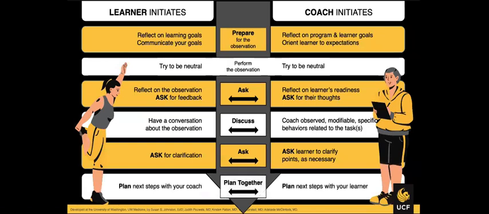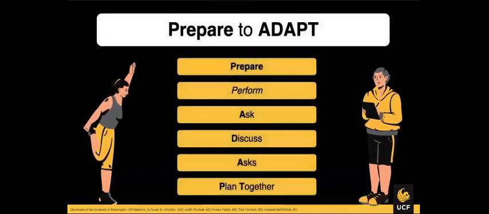And our final step is to plan together. So coach your learner to the next level, make suggestions that are action-oriented and based on behavior. So summarize what you did, and then plan what's next. So the next time that you deliver bad news, I want you to do X activity or X change in your approach, and that will make it more feasible for the learner. So again, prepare, then perform the activity that you're going to observe, ask, discuss, ask, and then plan together.